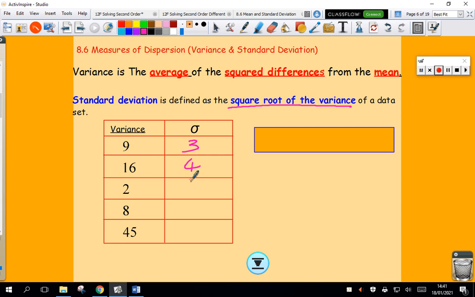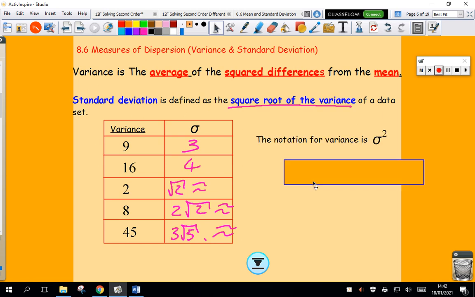If the variance is 2, the standard deviation will be the square root of that, root 2. If the variance is 8, the standard deviation will be the square root of 8, which is 2 root 2. If the variance is 45, the standard deviation will be the square root of that 45, which would be 3 root 5. Okay? And generally when we deal with standard deviations, we don't leave it in that form. You'll usually see those written as some kind of approximated decimals. And we'll talk more about why that is at a later date.